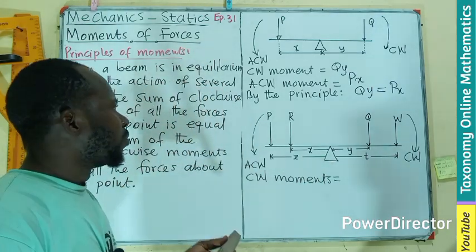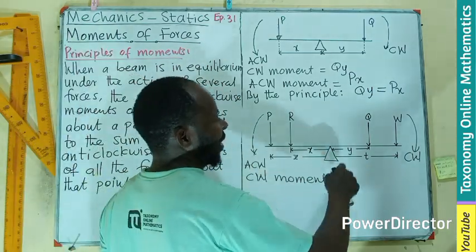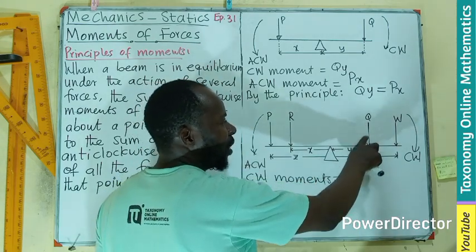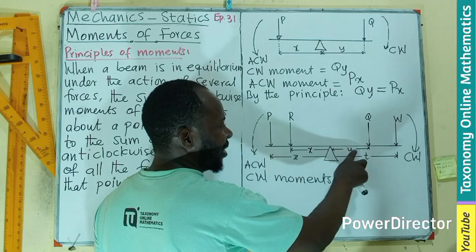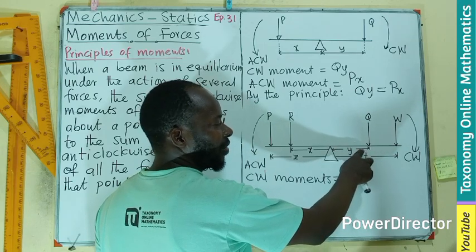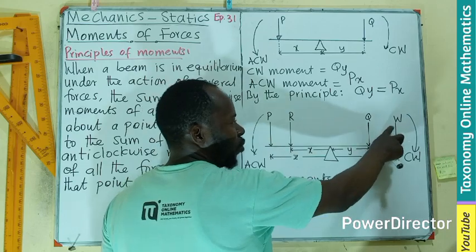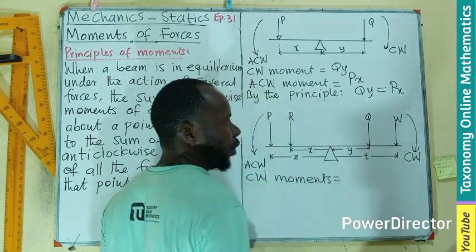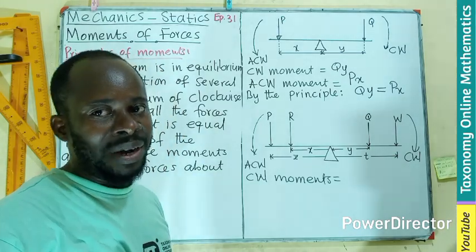What are the clockwise movements here? If I look at Q, if I press Q, if Q is moving down, it's moving down with what? Its distance. So the movement is going to be the distance times the force. But W will also move in the same direction as Q is going. So both W and Q are moving in the clockwise direction.